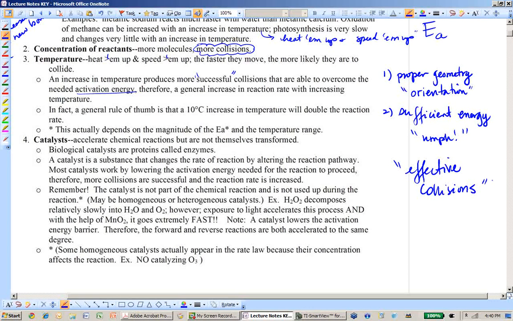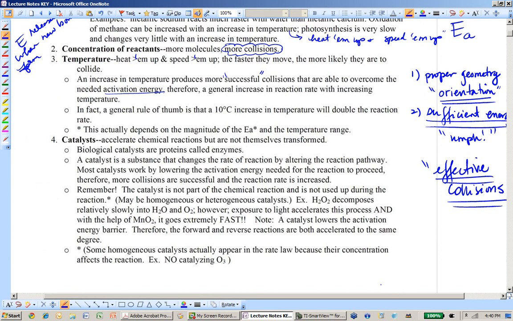So you've heard of free response questions. You're going to have to write about some of this stuff. And orientation, effective collisions, sufficient energy are all phrases that you need to put into your explanations if you're being asked about what factors could increase the rate of a chemical reaction.